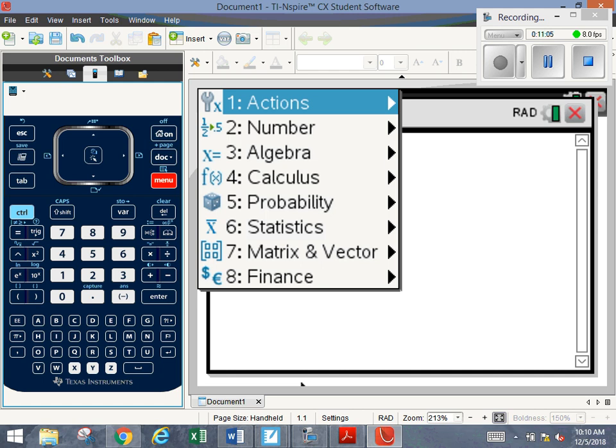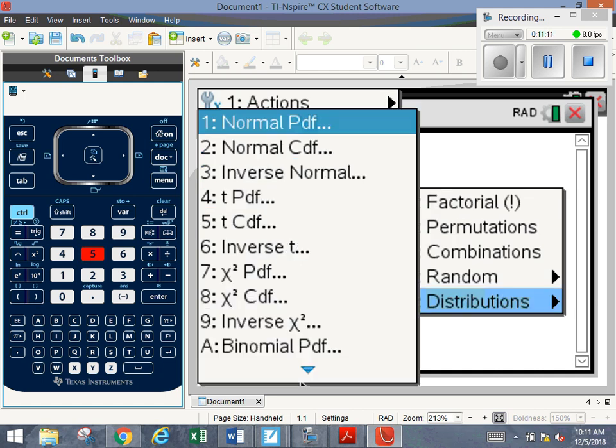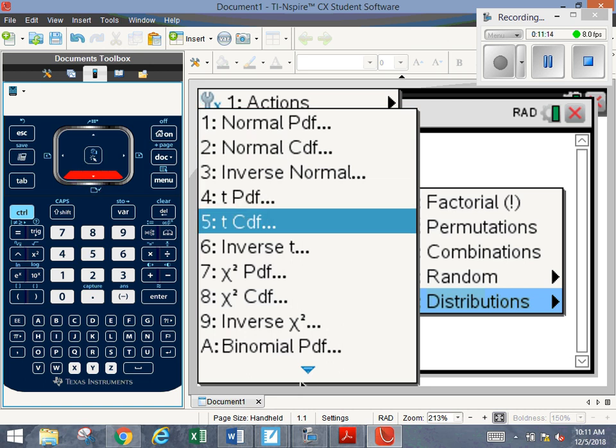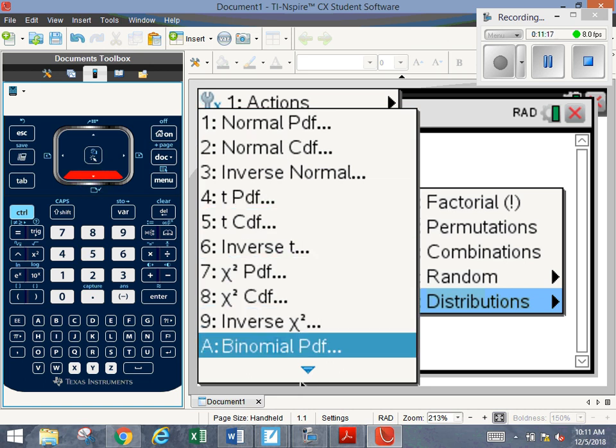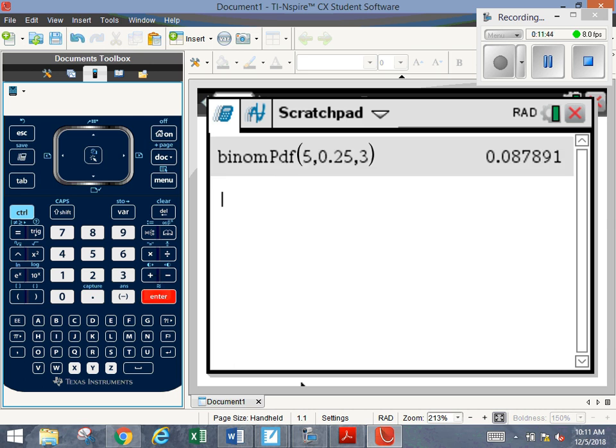We go to probability, and then we go to distributions. If you scroll down, you will have binomial PDF. You will hit enter. Number of trials, n, in this case was 5. They're going to have 5 babies. Probability of success is 0.25. And we want to know the probability that they have 3 babies that have type O blood. We hit OK, and there it is.